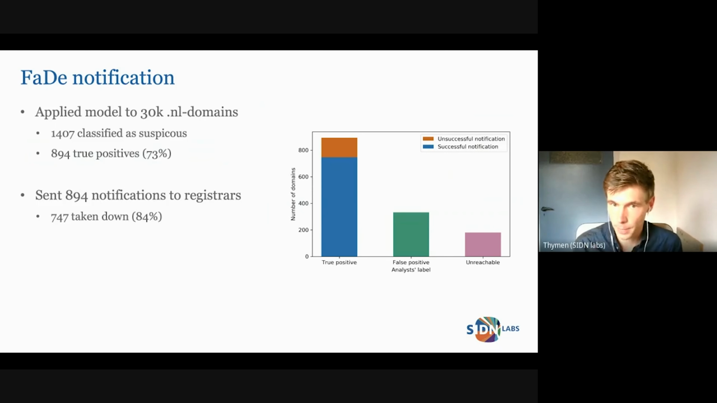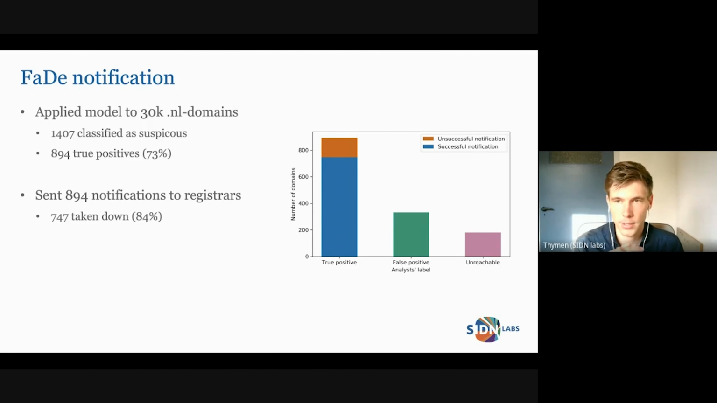And of course, we didn't stop here, because finding out that something is malicious, well, it's not enough. We also wanted to take down those domain names. So what did we do? We sent notifications to registrars with the question whether they were willing to remove those domain names. And the majority of those domain names were indeed taken down. So 84% of the domain names were taken down. And you can see that also on the plot. So that's the true positive bar. The blue part were the ones that were taken down, and the orange ones are the ones that were not taken down.